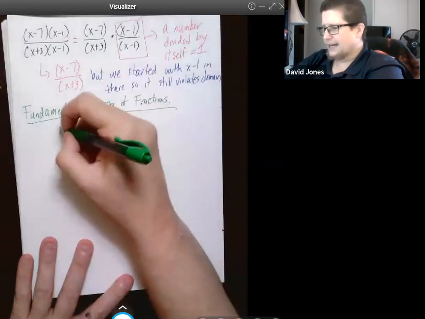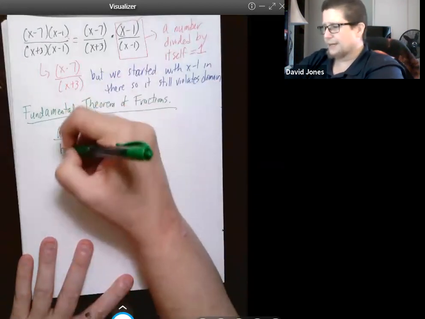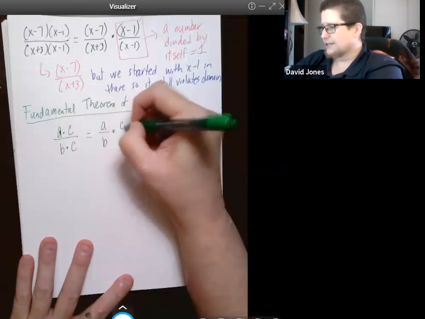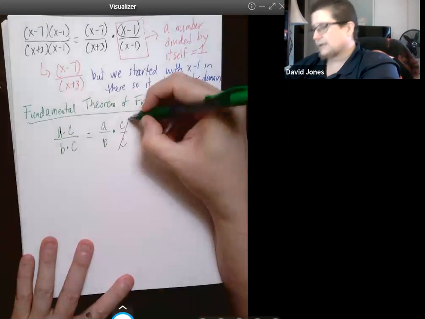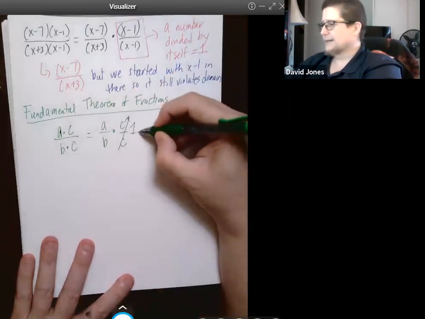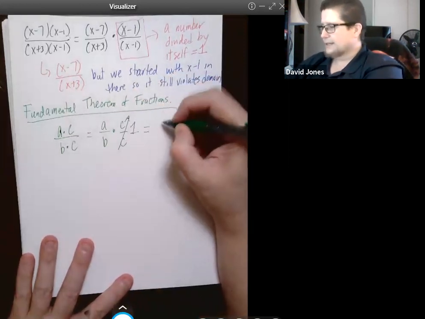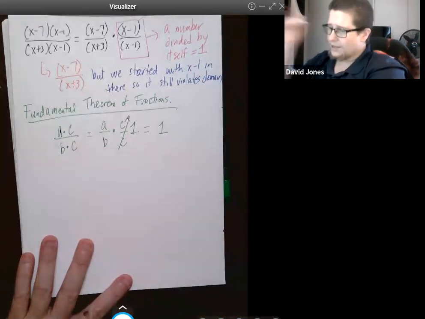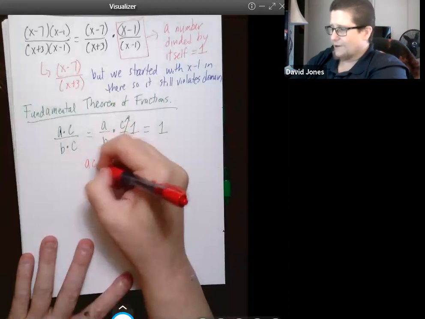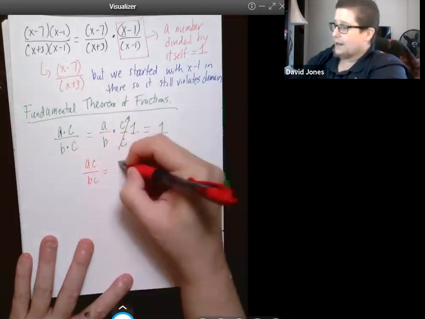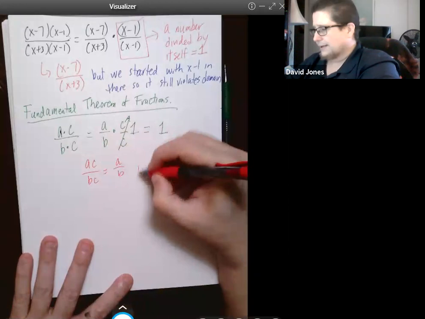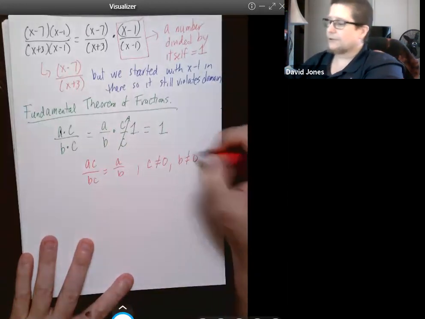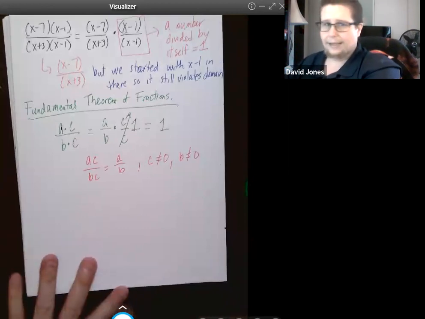If we have a times c over b times c, this equals a over b times c over c. And c divided by c equals 1, which means this equals 1. And if we remove the dot in there, AC over BC equals A over B. C cannot equal 0. B cannot equal 0, of course. Both of those would break the equation.